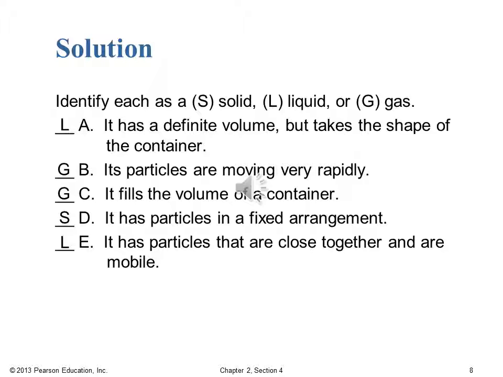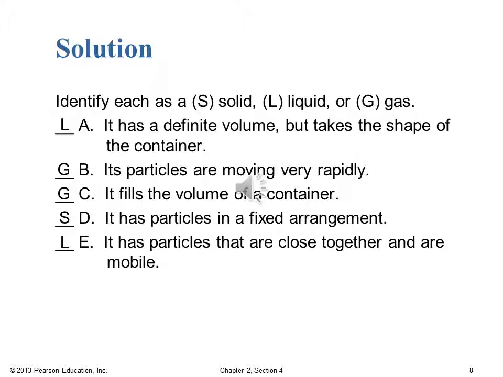Okay, so taking a look here, A, definite volume but takes the shape of the container, that's a liquid, right? Gases would have no definite volume, a solid would have definite volume and definite shape. So liquid's the best answer there. For letter B, its particles are moving very rapidly. That's G, a gas. Solids and liquids, they're moving, but not nearly as rapidly as in the gas phase. C, it fills the volume of a container. That's also G, gas, right? A liquid would take the shape, but it has its own volume, as a solid also has its own fixed volume.